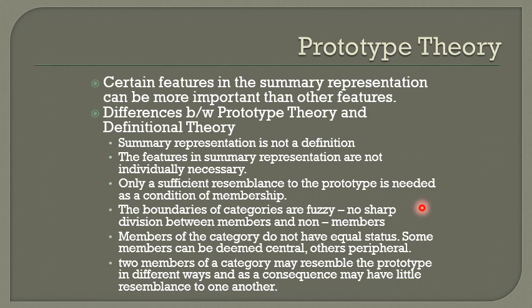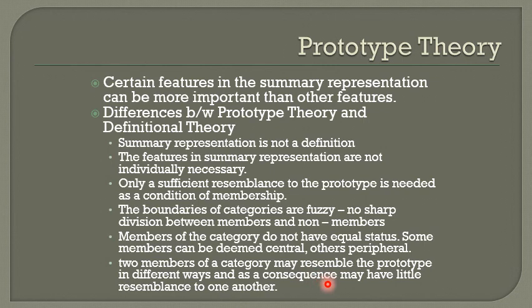We can have a wider diversity of things which belong to a concept. Members of the category do not have equal status. Some members can be deemed central, others peripheral. We saw this. Two members of a category may resemble the prototype in different ways, and as a consequence may have little resemblance to one another.